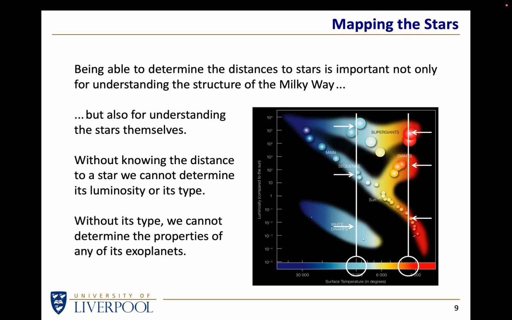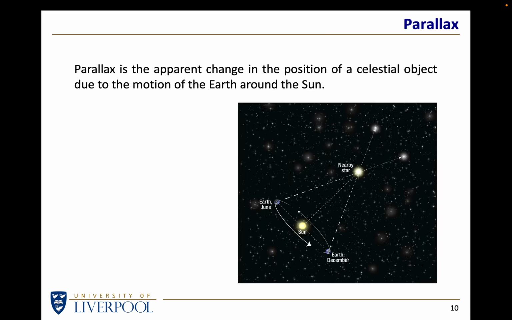And as an aside, if we don't know the properties of a star, then we really don't know much about the exoplanets that might be going around it, because all of the techniques we use for finding exoplanets give us the mass of the planet relative to its host star, or the size of a planet relative to its host star. So if we don't know any of the properties of the host star, then really we don't know much about the exoplanets going around it either. So we really absolutely do want to know about distance. And that means we need to think about distance to the stars.